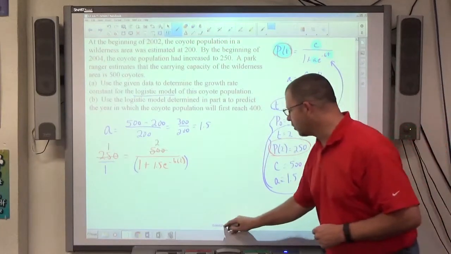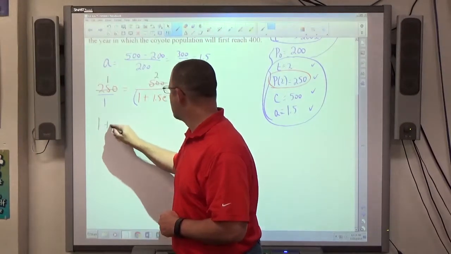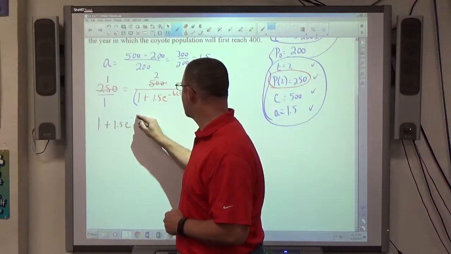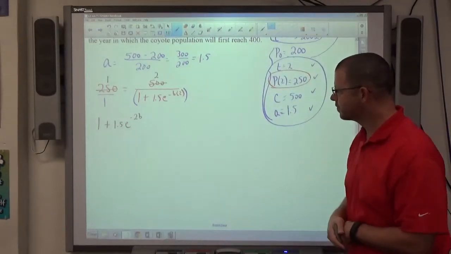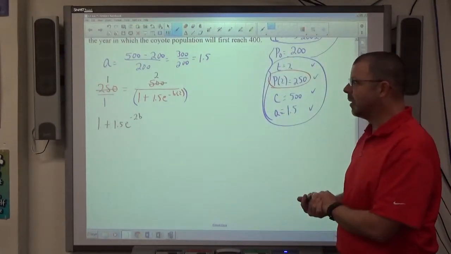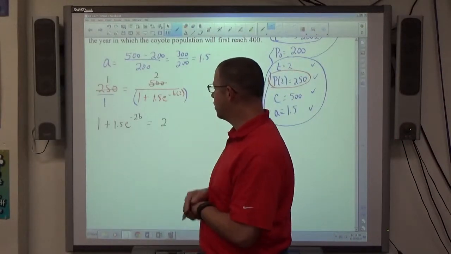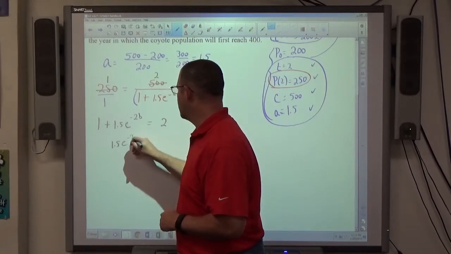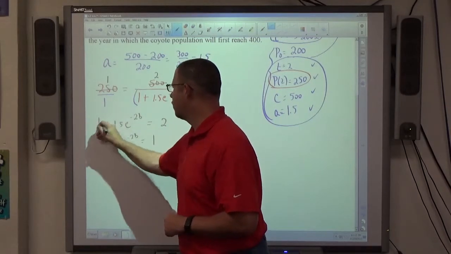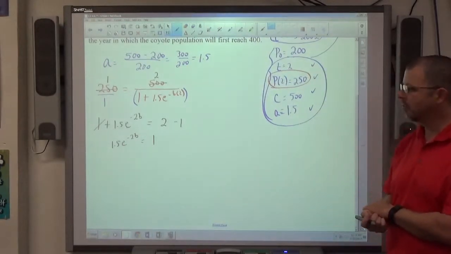If I cross multiply at this point, I'm going to get 1 times all this stuff, so it's going to be 1 plus 1.5 e to the negative 2b. I'd rather call it negative 2b than negative b times 2. That negative 2b is the power of e, right? And that's going to equal 1 times 2, which equals 2. So then I'm going to get 1.5 e to the negative 2b is equal to 1 if I move the 1 over here. You always want to get e to the power first, then log both sides.